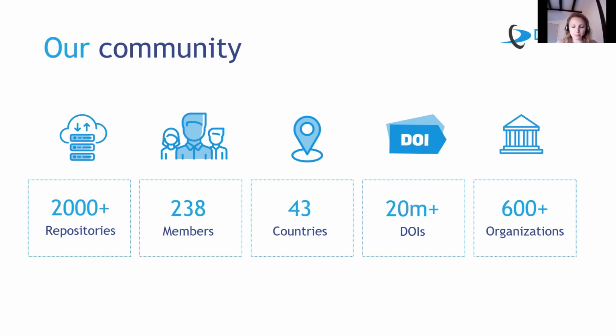It's probably relevant for this audience to mention that there are DataCite consortia in Denmark, in Norway, in Sweden, in Finland, in Estonia. So it's very likely that there is a consortium that you can work with if you're interested, and that can help you get started with the use of DOIs. And so we have members right now in 43 countries, and they've registered over 20 million DOIs at this point.